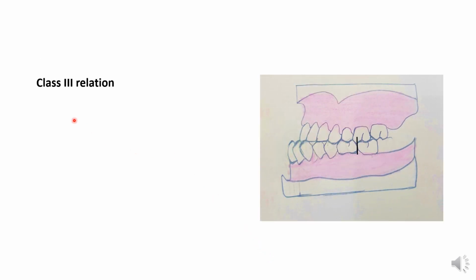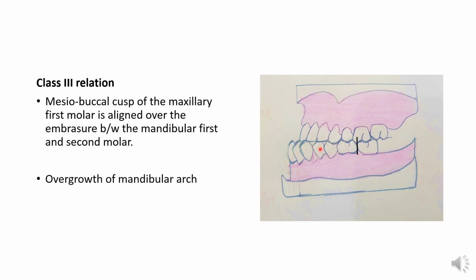Now next we have the class 3 relation, and in this case, again look at my cursor, the mesiobuccal cusp of the maxillary first molar is aligned over the embrasure between the mandibular first and mandibular second molar. Now this is due to the overgrowth of the mandibular arch, or you can say the maxilla has been restricted in its growth. It can be either. Usually it is due to the overgrowth of the mandibular arch. These people will have a protruded jaw, and sometimes we say they are prognathic. That is class 3 relation.